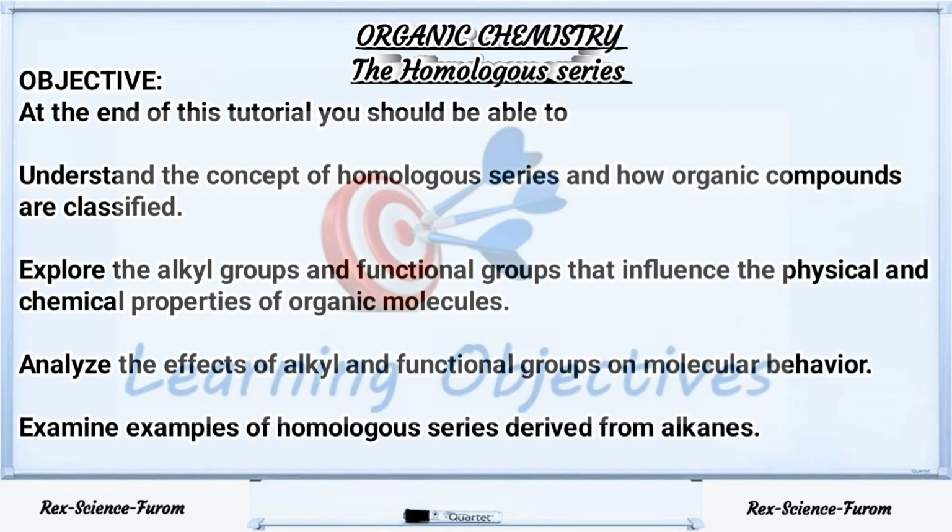Objective: by the end of this tutorial, you should be able to understand the concept of homologous series and how organic compounds are classified. Explore the alkyl groups and functional groups that influence the physical and chemical properties of organic molecules. Analyze the effects of alkyl and functional groups on molecular behavior. Examine examples of homologous series derived from alkanes.